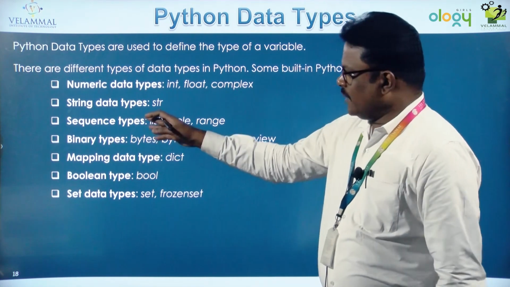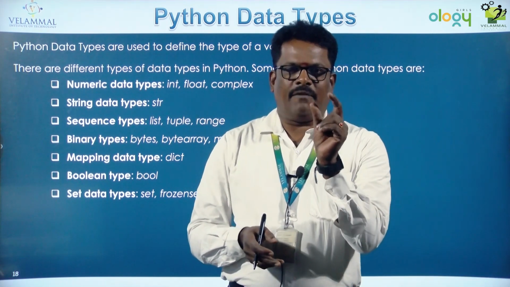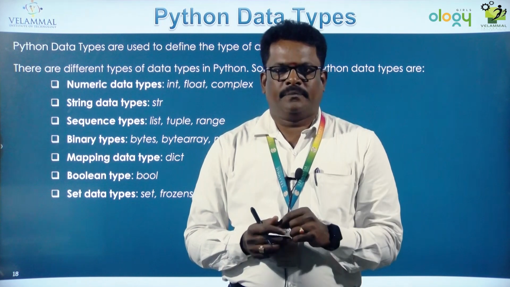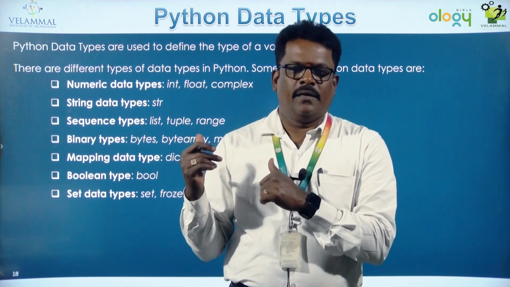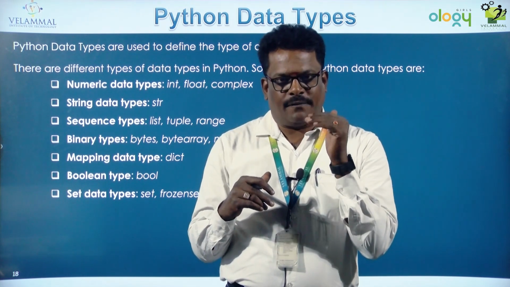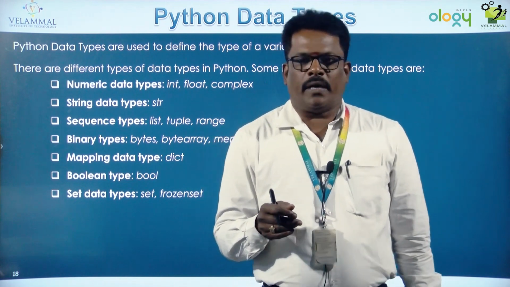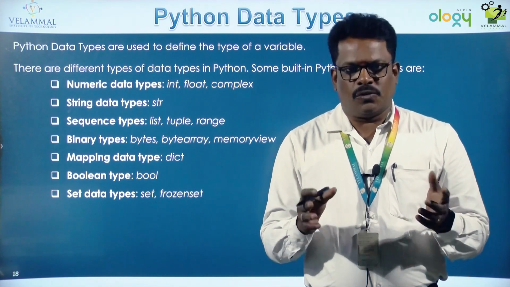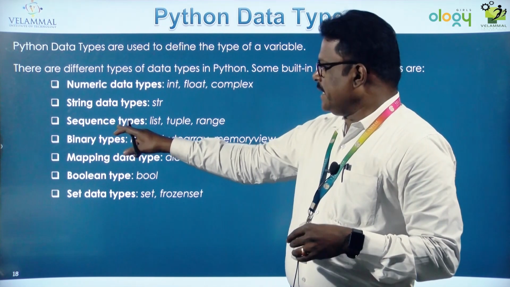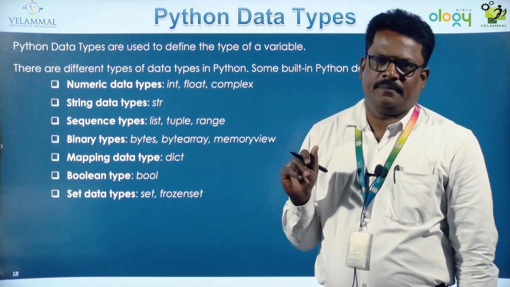Second one, string data type. What is a string? A single alphabet is called a character. A group of characters is called a string. So Python facilitates you to do manipulation with strings. You can do a lot of things by using strings. Next, sequence types, the real strength of Python.